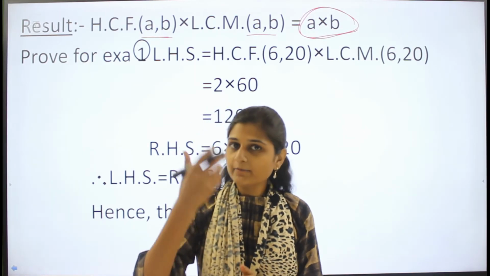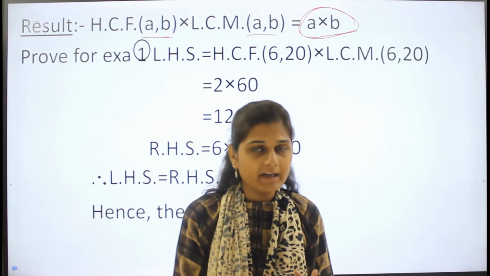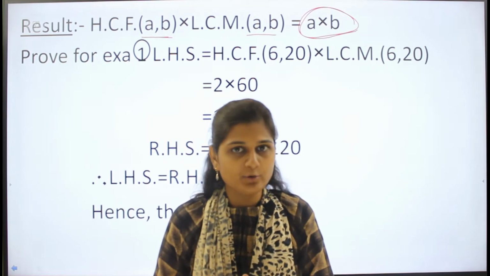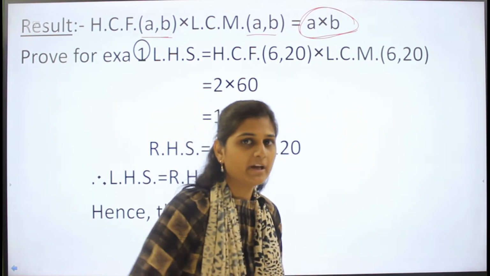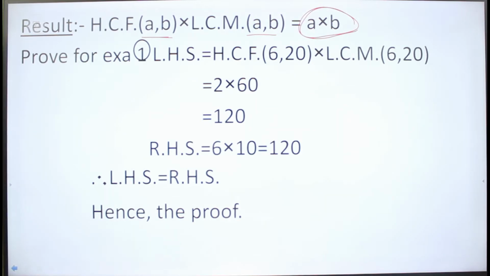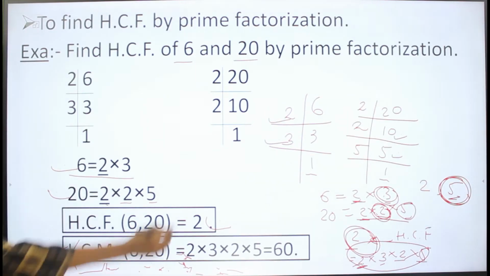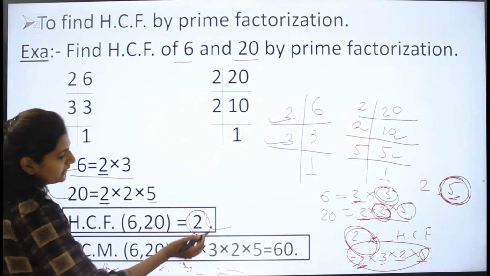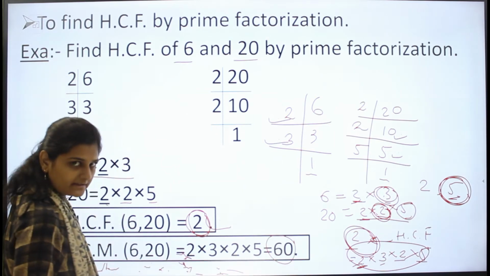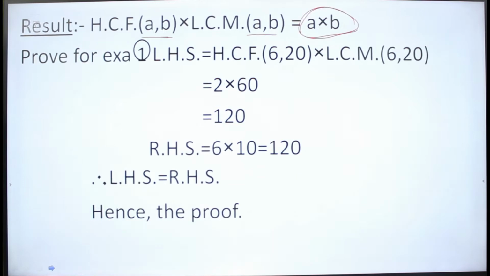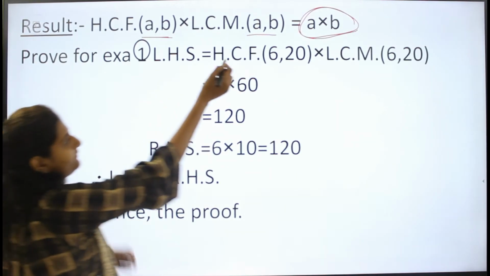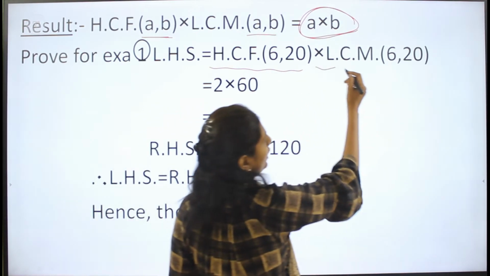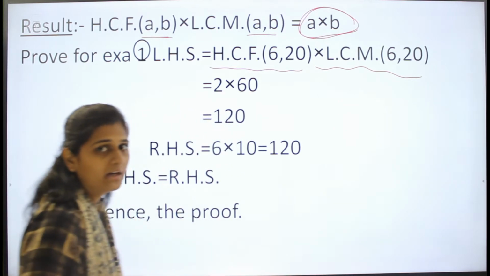So the HCF of any two values multiplied by the LCM of any two values will be equal to the multiplication of those two values. Before, we took one question where we found the LCM and HCF, and the values were 6 and 20. Here you get HCF as 2 and LCM as 60. We will apply that in our formula, HCF of 6, 20 and LCM of 6, 20.